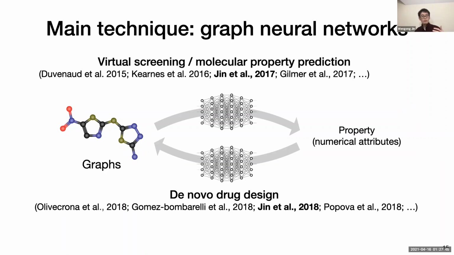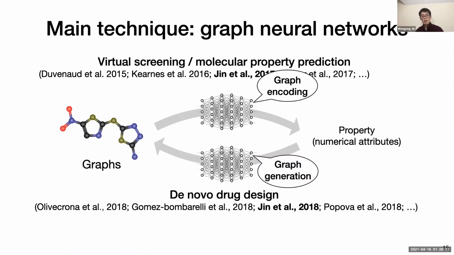So for example, each atom in this molecule is a node in this graph, and each bond is an edge in this graph. So now the problem of virtual screening is basically to learn how to encode this graph into some sort of representation, then based on that representation predict the right property. And the de novo drug design problem is basically this graph generation task: given a set of criteria, generate the right graph using the deep generative models that I talked about.